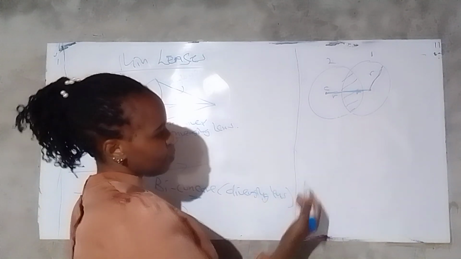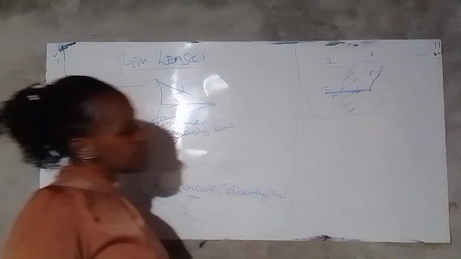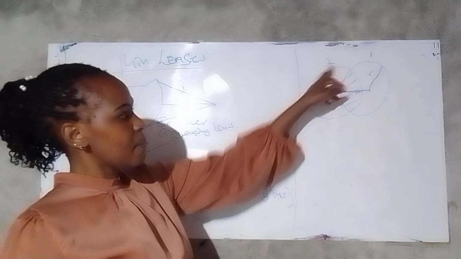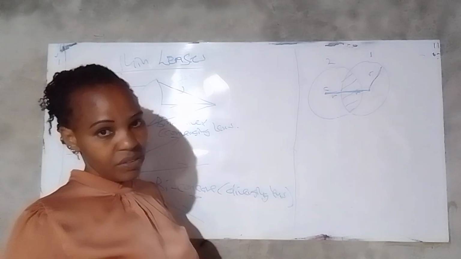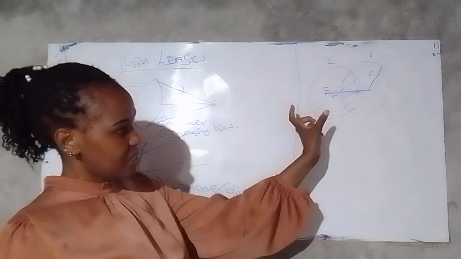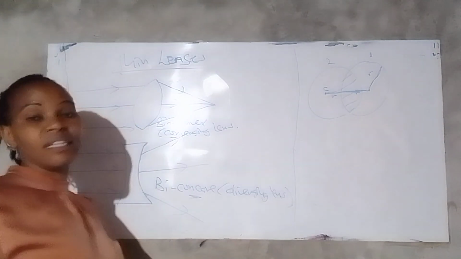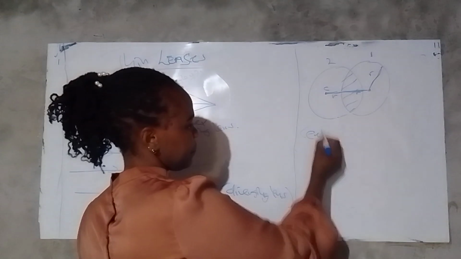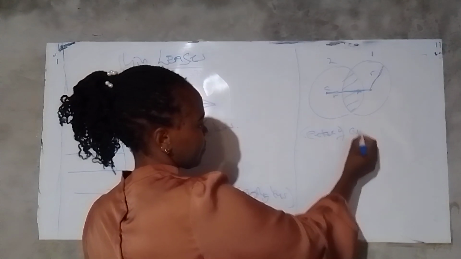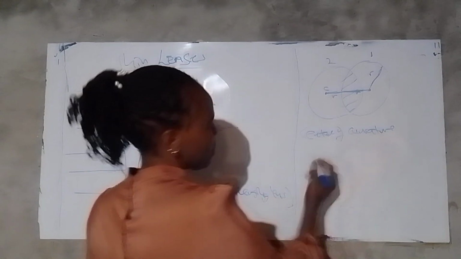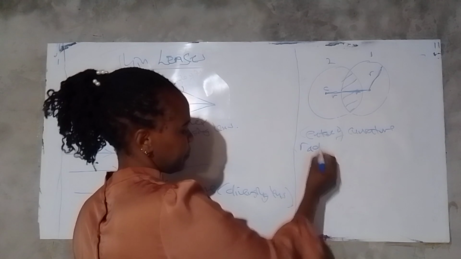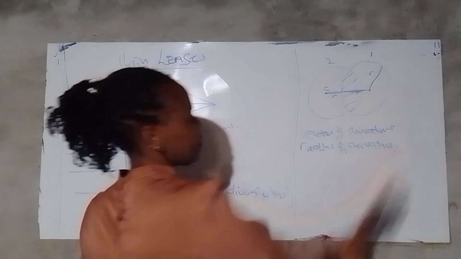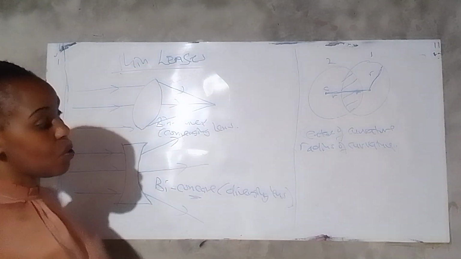Now the other thing we need to look at is the distance from the center of a sphere to any part of that sphere. That's a radius. So we'll be calling that distance from the center to that point the radius of curvature. So we'll be talking about center of curvature, and we're talking about radius. Those are two terms that you need to remember as we go on with our topic.